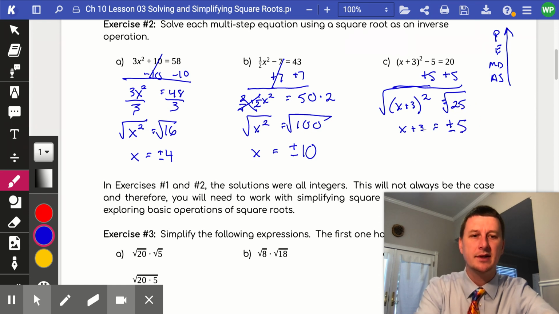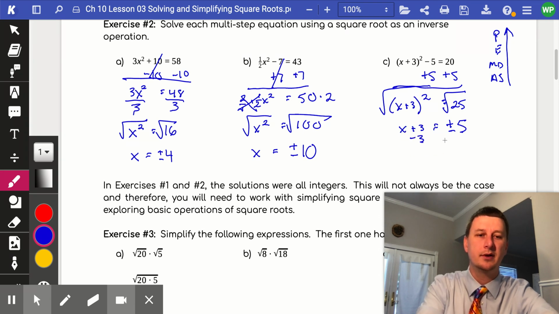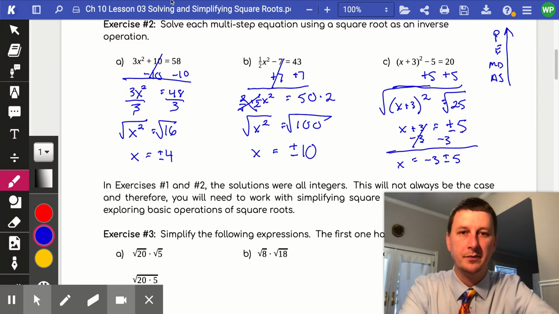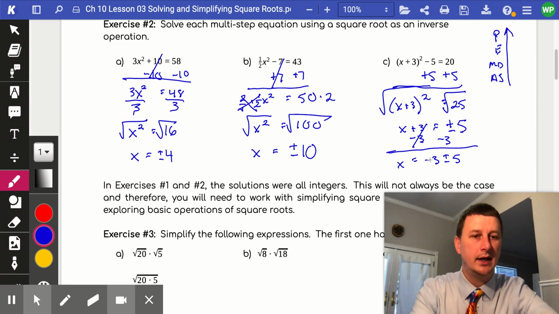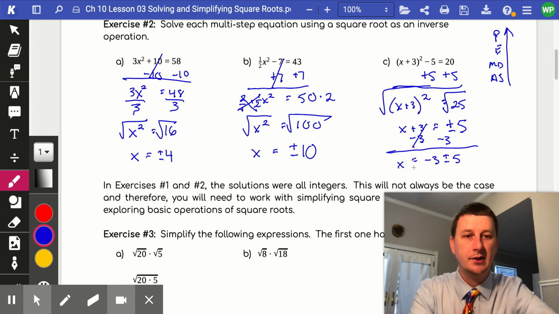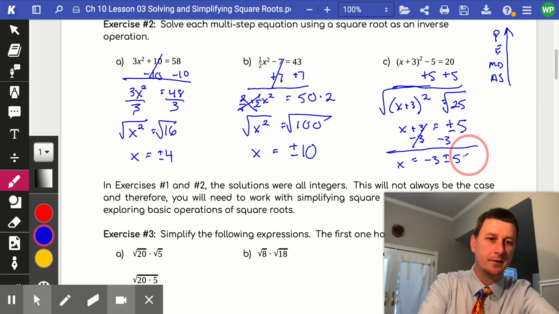Now my last step is to do what's being done inside those parentheses. And finally, I'm left with just what's inside the parentheses. So I can move that minus 3. So I have x is equal to negative 3, plus or minus 5. Now this can be simplified because I know what negative 3 plus 5 is, and I also know what negative 3 minus 5 is. So it's like a two-part answer right here where I need to do two more things.